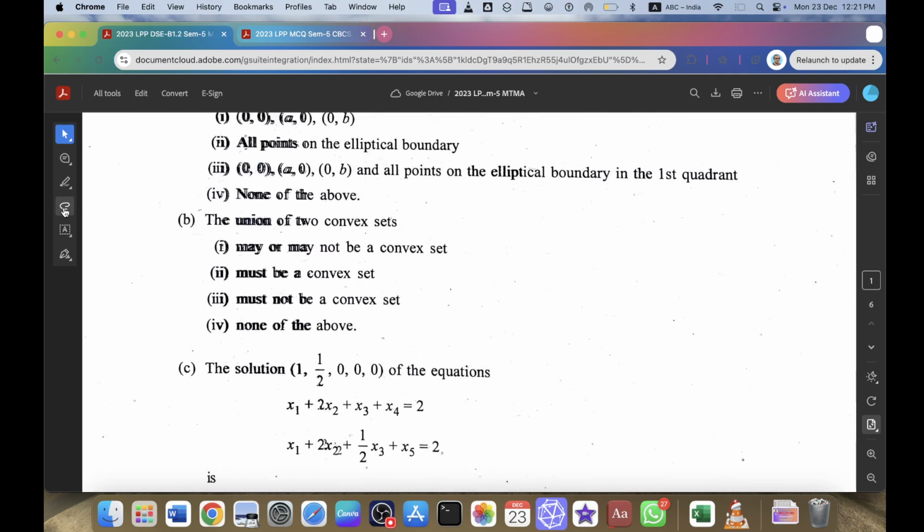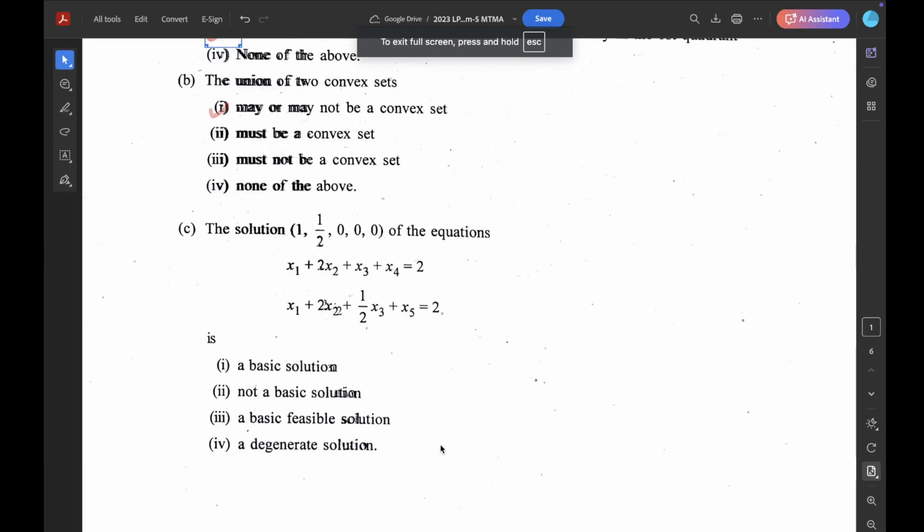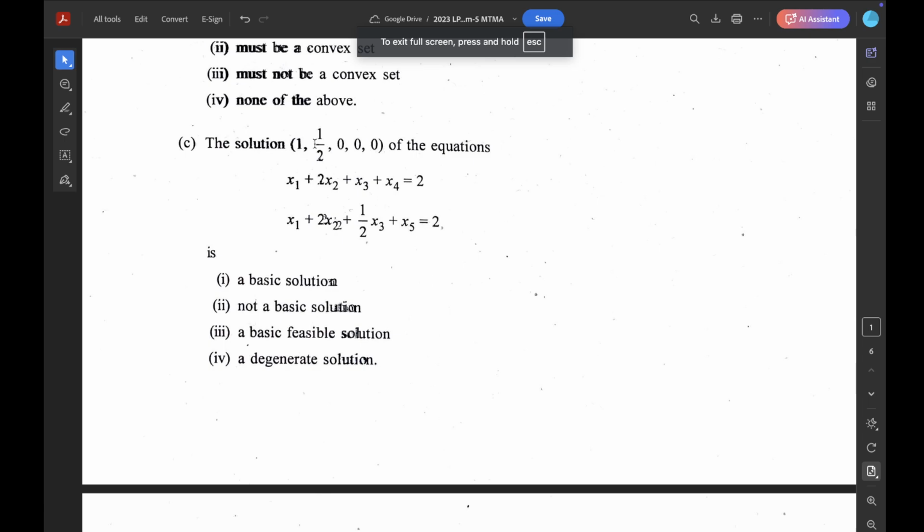Next question, 1c. The solution (1, 1/2, 0, 0, 0) of the equations x1 plus 2x2 plus x3 plus x4 equal to 2, and x1 plus 2x2 plus 1/2 x3 plus x5 equal to 2 is: option 1, a basic solution; option 2, not a basic solution; option 3, a basic feasible solution; option 4, a degenerate solution.